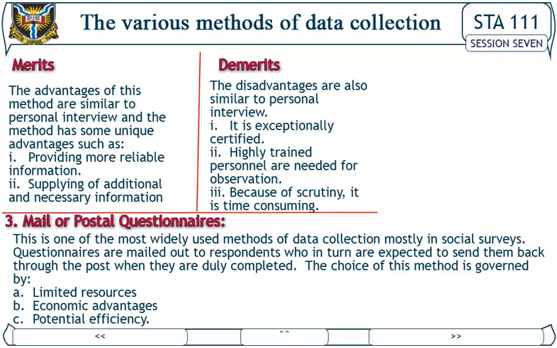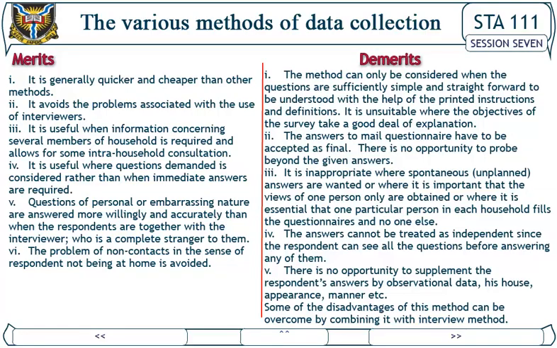3. Mail or postal questionnaires. This is one of the most widely used methods of data collection, mostly in social surveys. Questionnaires are mailed out to respondents who in turn are expected to send them back through the post when they are duly completed. The choice of this method is governed by A. Limited resources, B. Economic advantages, C. Potential efficiency.